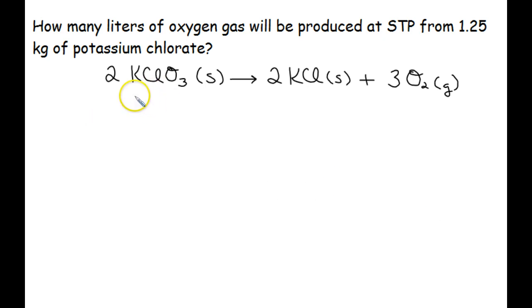We have 1.25 kilograms of potassium chlorate. First off, we don't ever use kilograms in these calculations for stoichiometry, so we need to change that to grams. And we are looking for liters of O2, and we were specifically told that conditions are at STP.